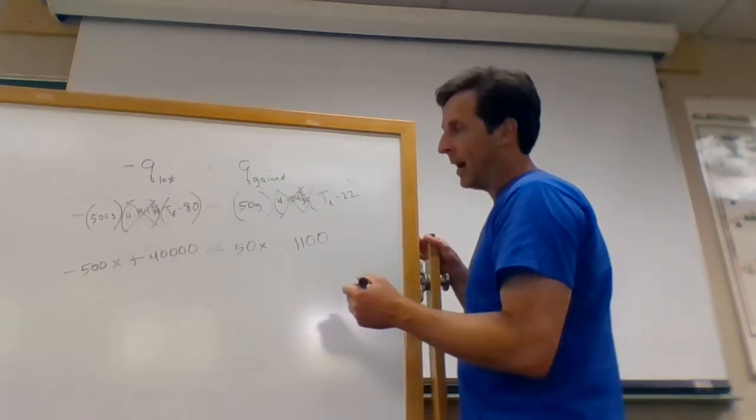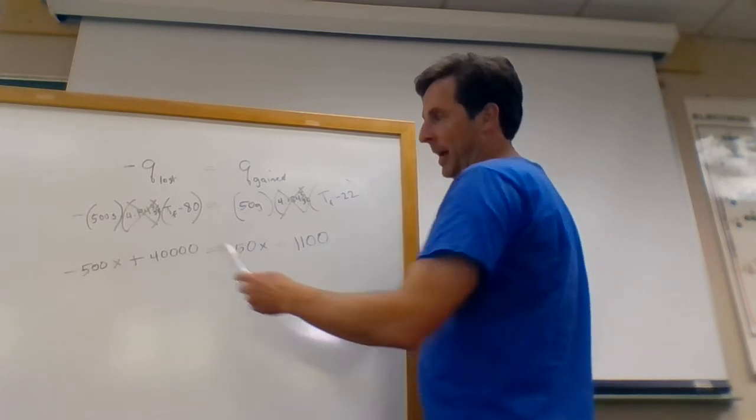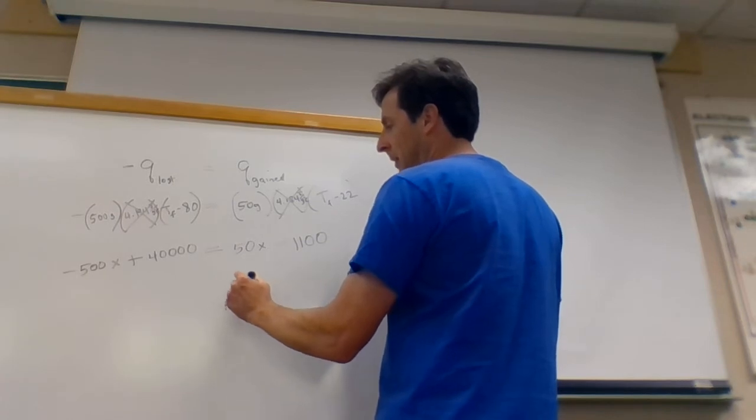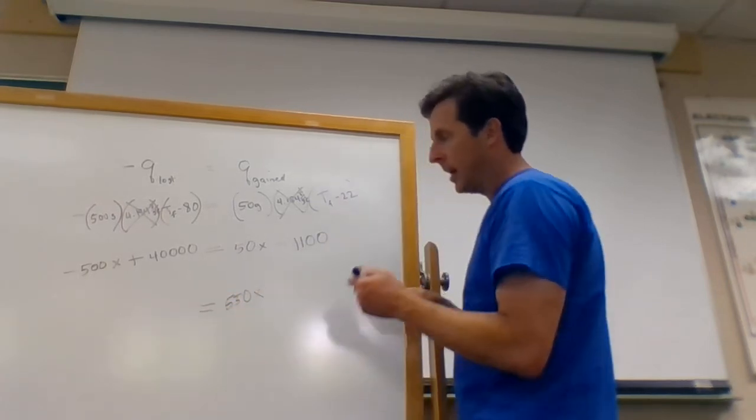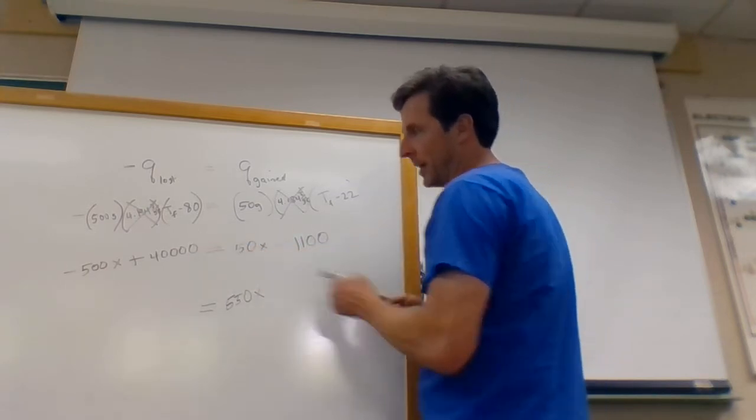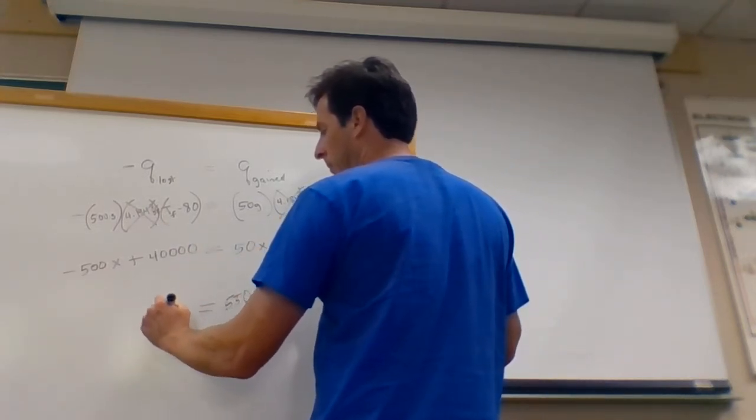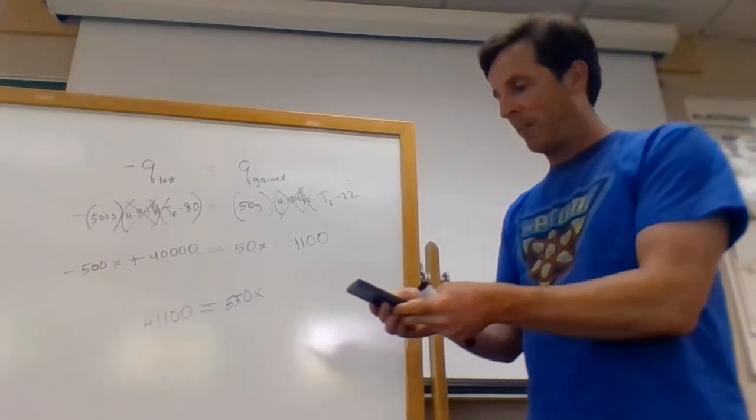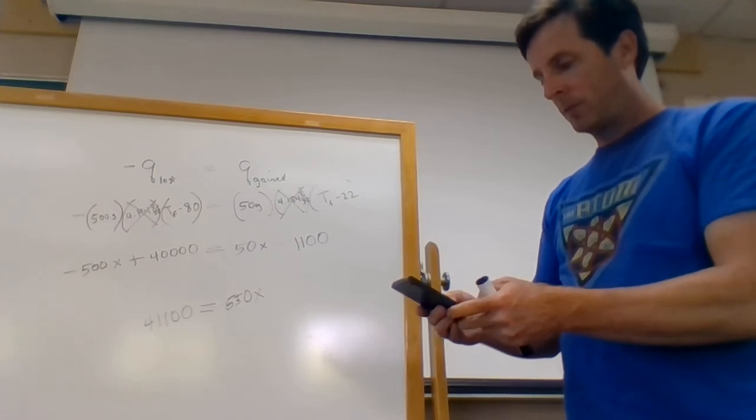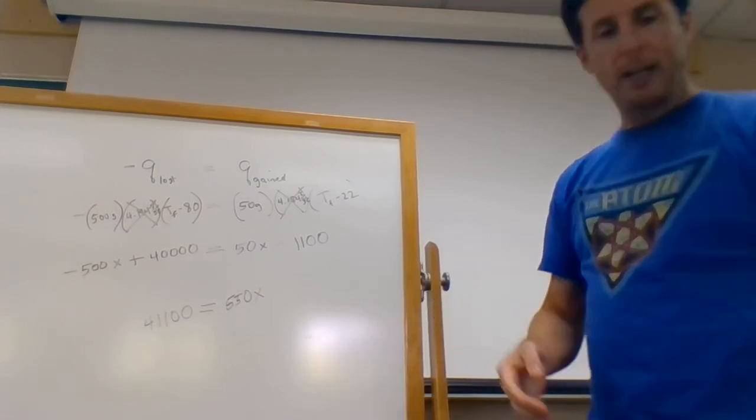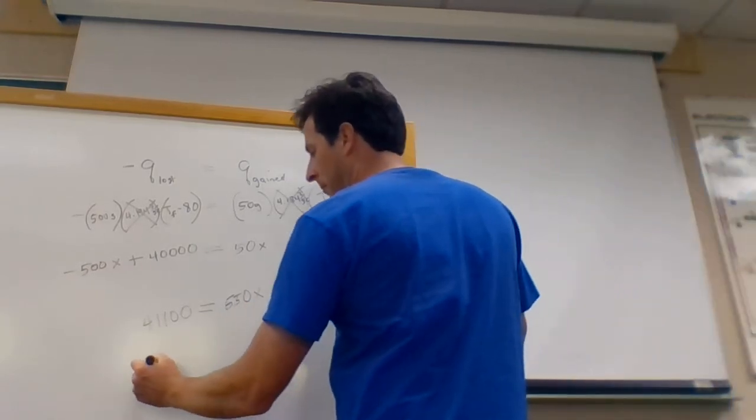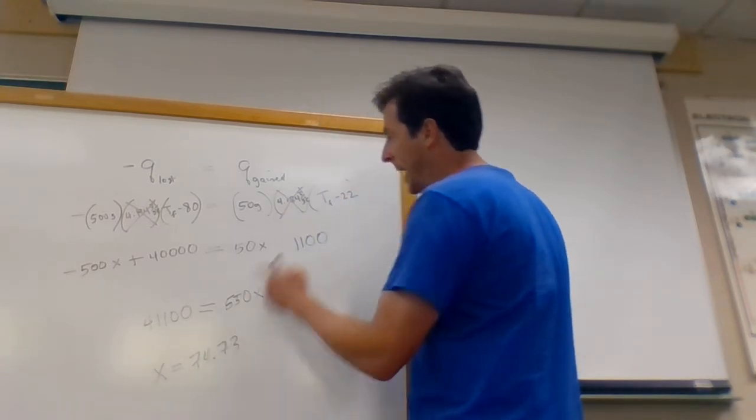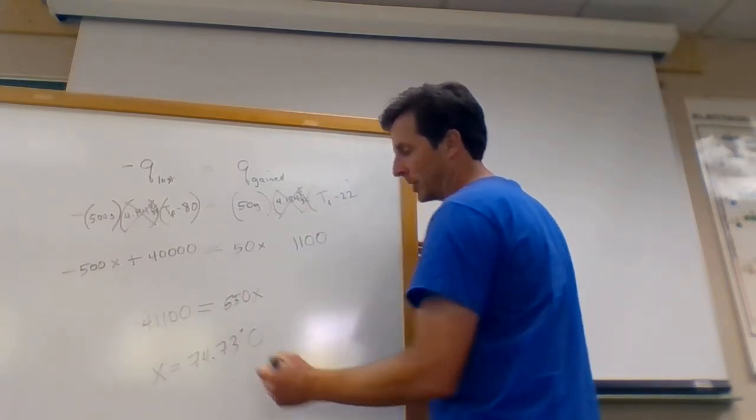Okay. Now I'm going to combine my X terms. I'm going to add 500X to both sides. So I'm going to end up with 550X on the right. And then I'm going to add 1,100 over there. So it's going to be 41,100. And now I'm going to divide both sides by 550. And I got X equals 74.73. Remember, X is a temperature, so that's going to be degrees Celsius.